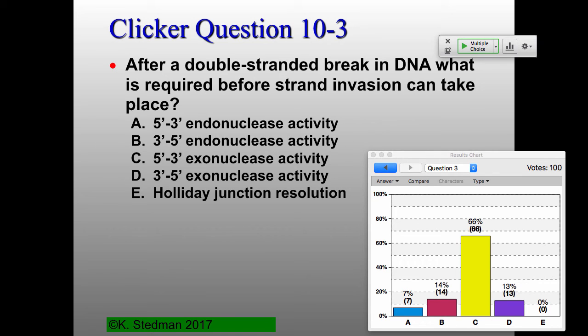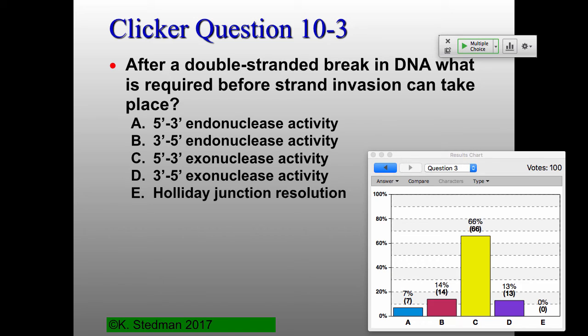Hey, endonuclease can't be right. Why? Because that's cutting inside the DNA. So a 5' to 3' endonuclease and a 3' to 5' endonuclease makes no sense whatsoever. So Holliday junction resolution is what? After you've had this crossing over structure that we'll look at on the next slide, and dealing with that. That's way after you've had your, excuse me, strand invasion process. So 5' to 3' exonuclease or the 3' to 5' exonuclease.